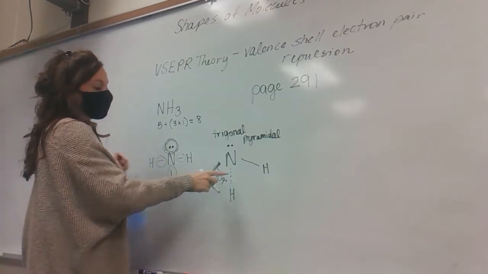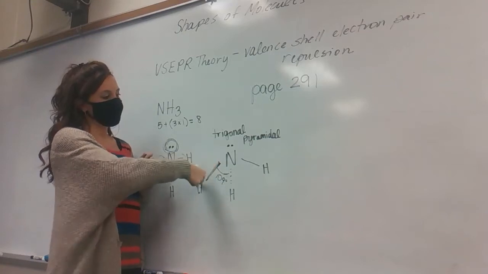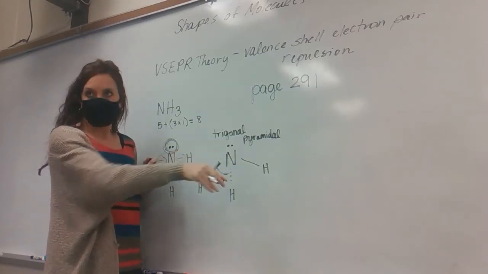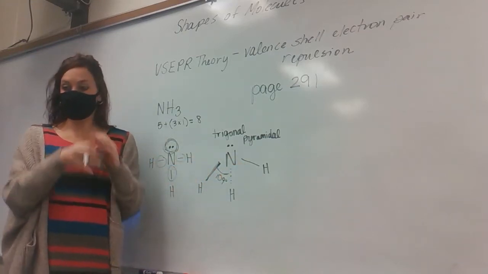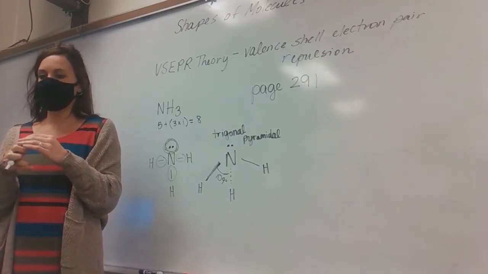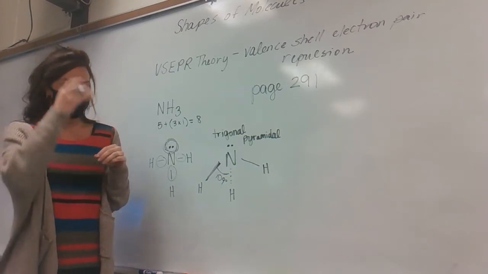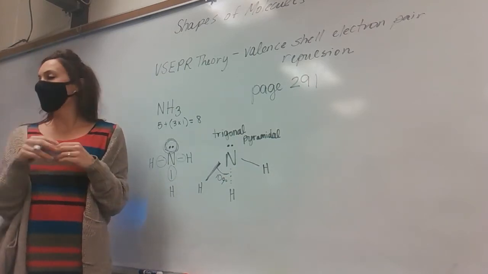They've gotten as far apart as possible in a pyramid shape. You have to picture this kind of going into the board, this kind of coming out of the board, and this being flat on the board, like a pyramid, a 3-sided pyramid. And you can look in your book and see a picture on page 291. Questions?